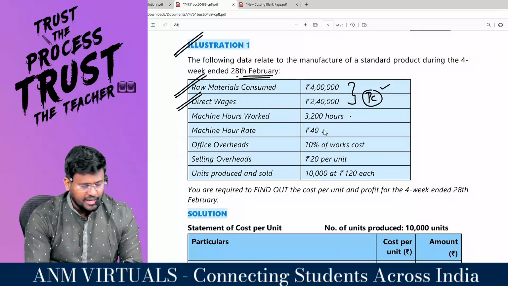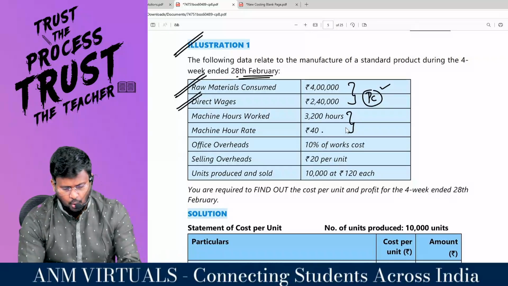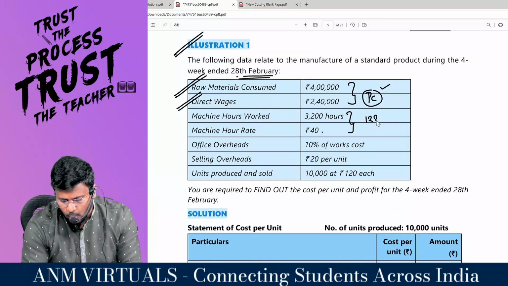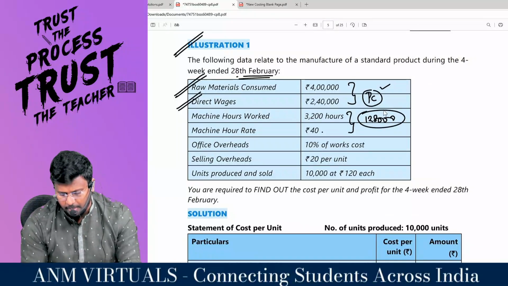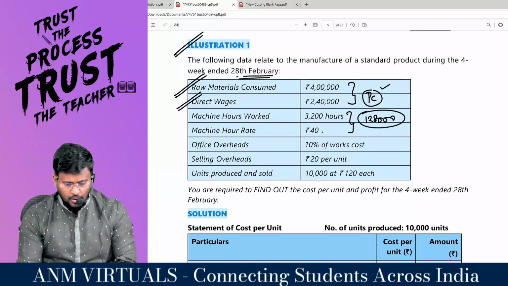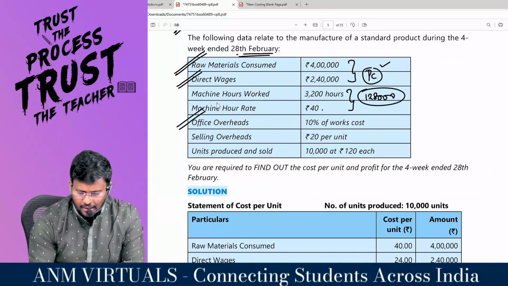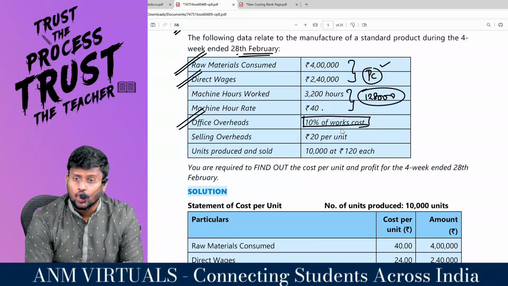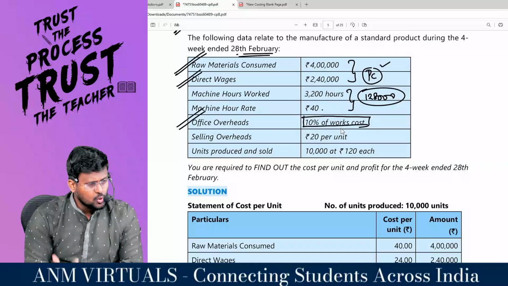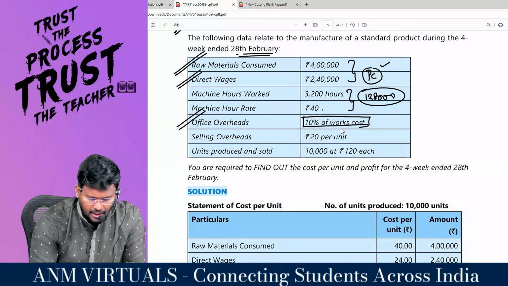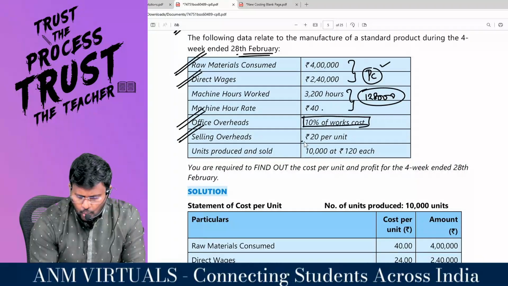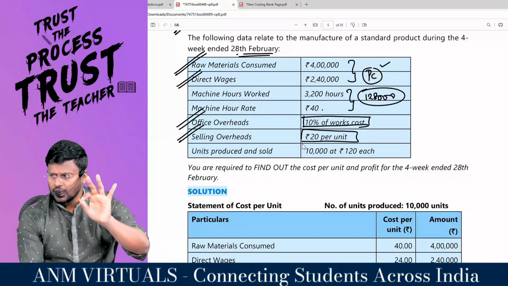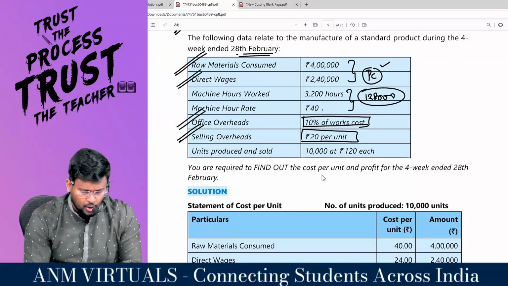Every hour, the rate is 40 rupees, my dear lovable students. So 3,200 into 40 comes to 1,28,000, which is the total machine cost. Office overhead is 10% of the works cost. Works cost means factory cost. Factory cost times 10% is the office overhead. Selling overhead is 20 per unit. You have to check how many units you sold. Number of units sold into 20 will give you the selling overhead.